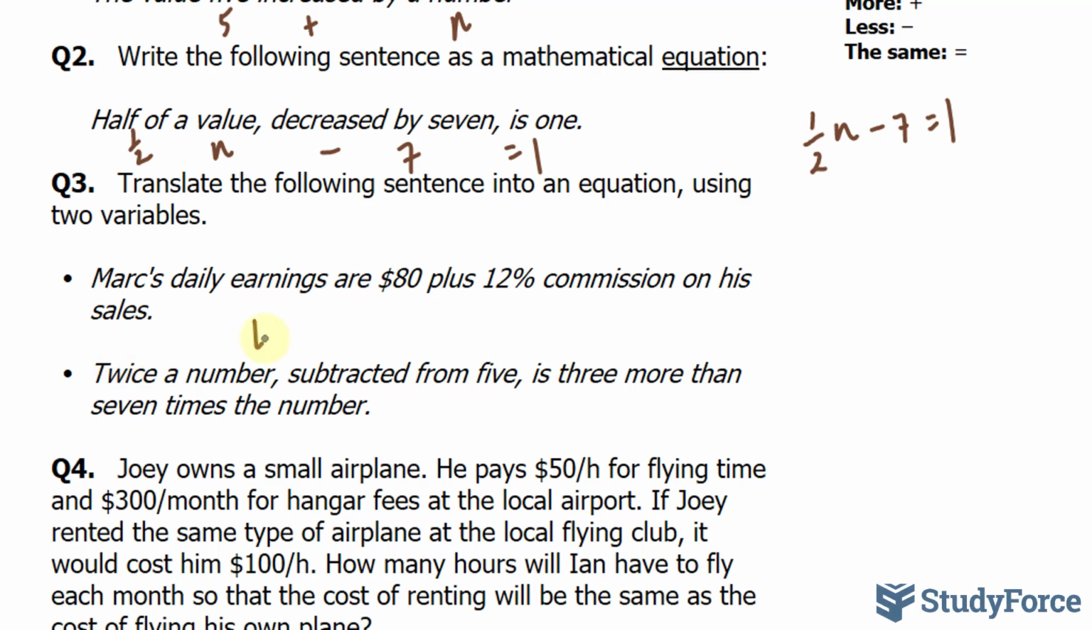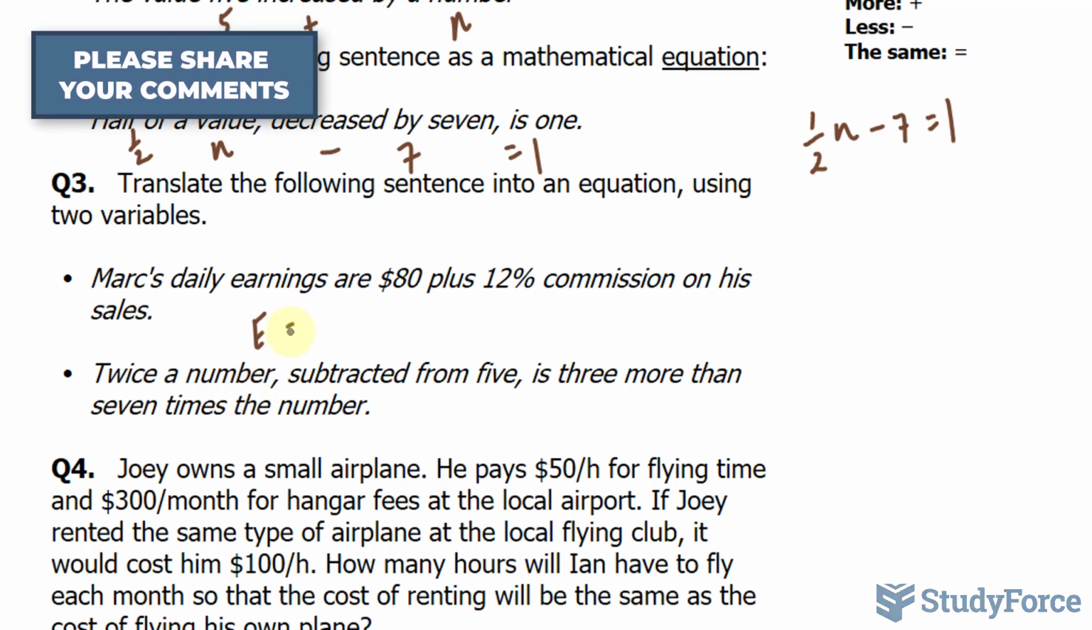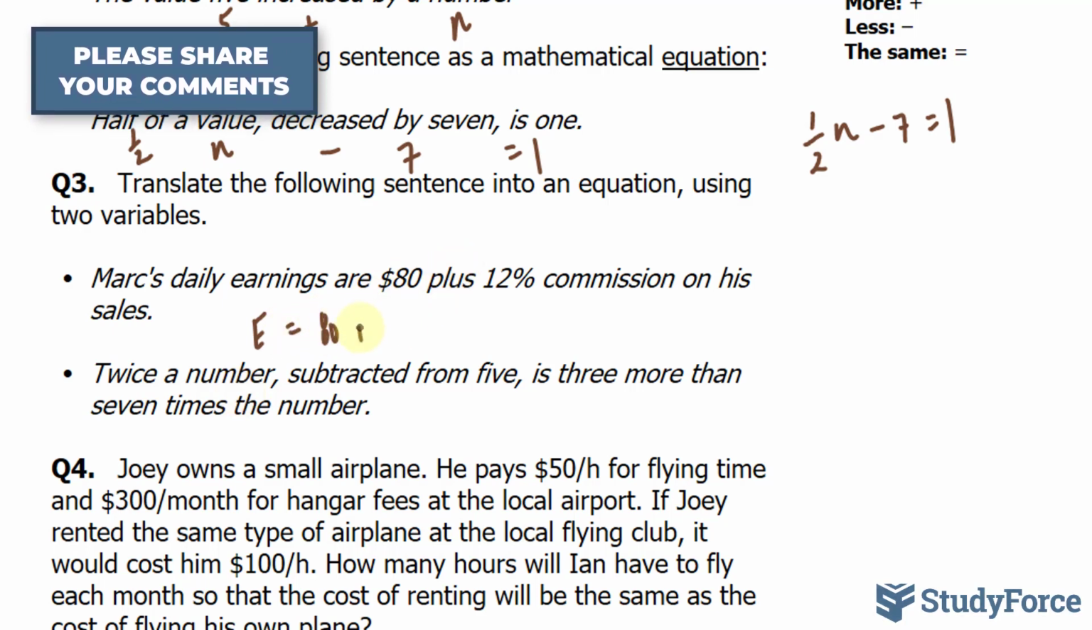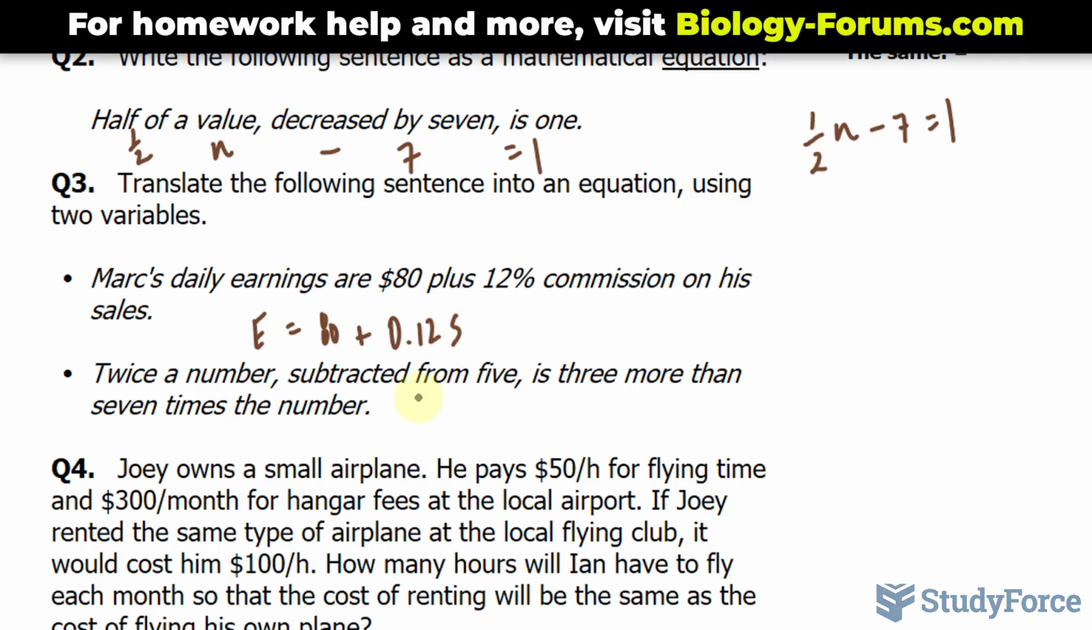So I'll represent E for earnings, and we're told that he makes $80 plus 12%. Now whenever you see a percent, you want to change it into a decimal. To go from percentage to decimal, you divide your percentage by 100. So if I divide 12% by 100, I end up with 0.12. And we don't know how many sales he has, so I'll represent sales with S. Therefore, my final equation is E is equal to 80 plus 0.12 times S.